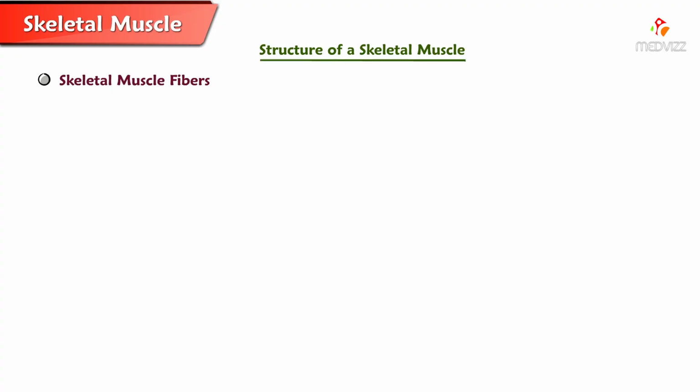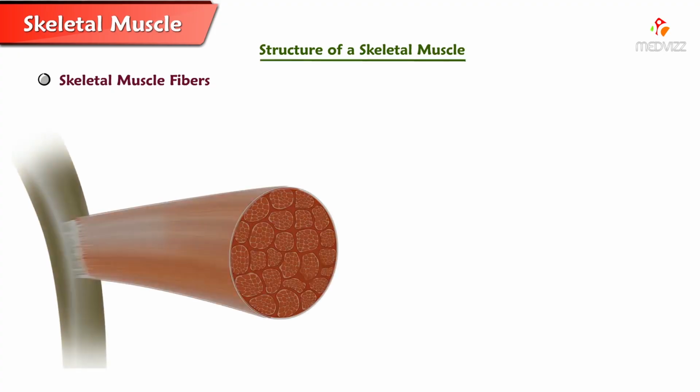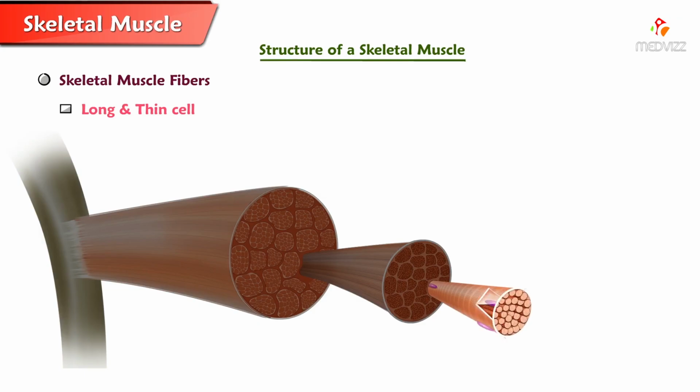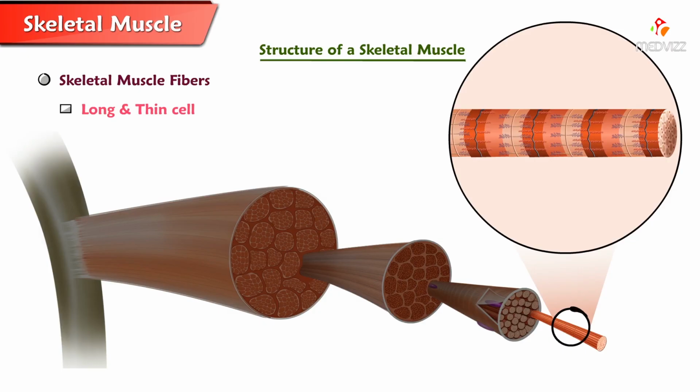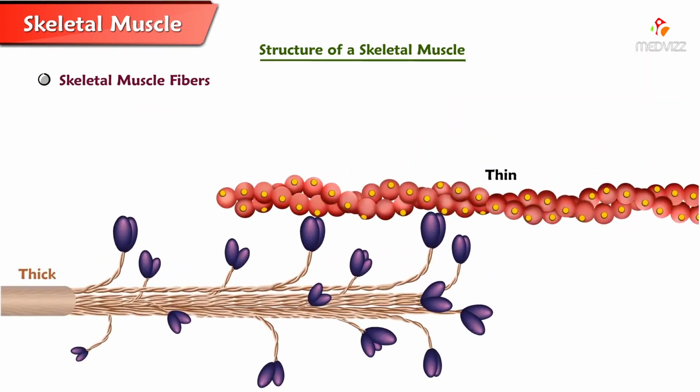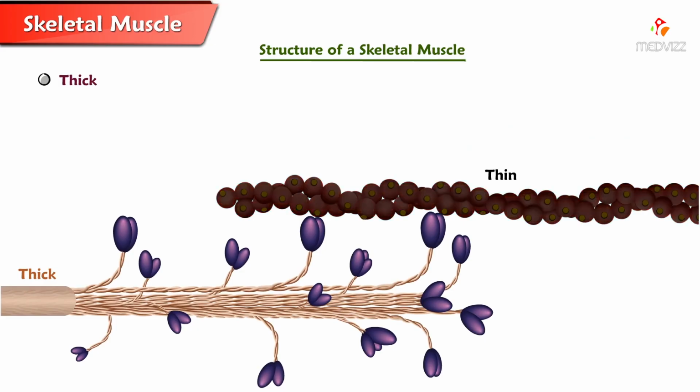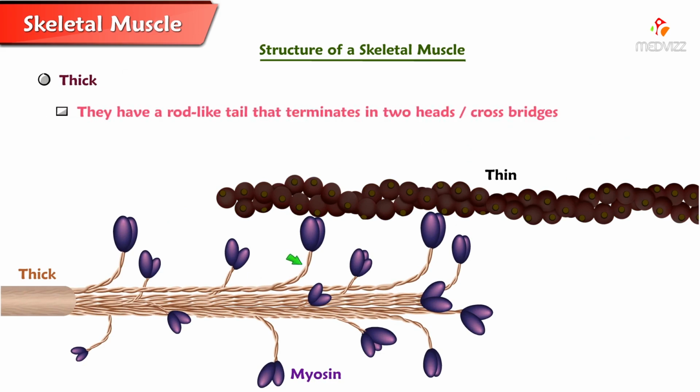Skeletal muscle fibers. A muscle fiber is a long, thin cell. Each muscle fiber is composed of myofibrils. Each myofibril is composed of two protein filaments. Thick filaments are primarily composed of the protein myosin. They have a rod-like tail that terminates into two globular heads or cross bridges.